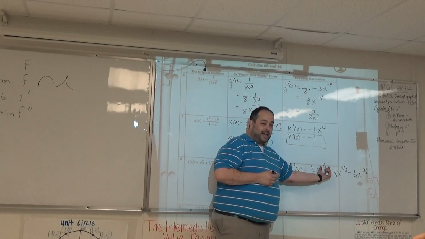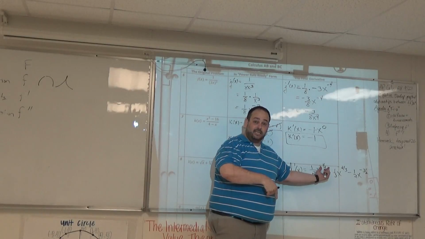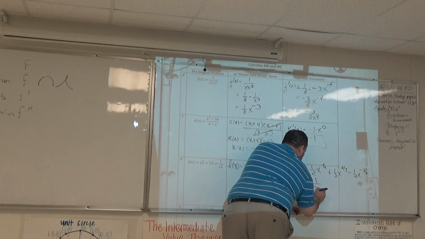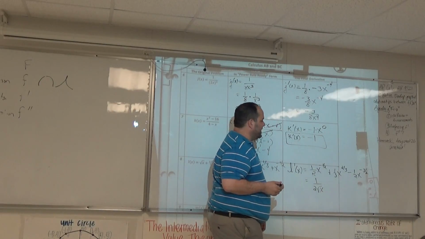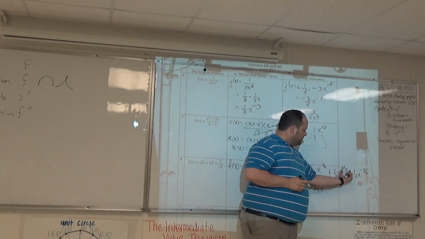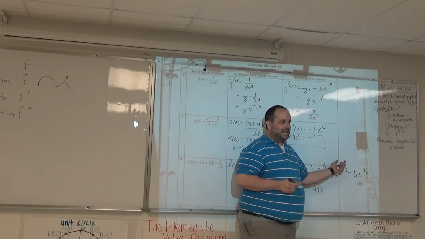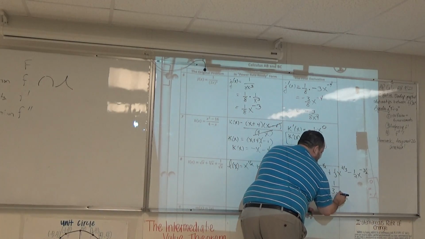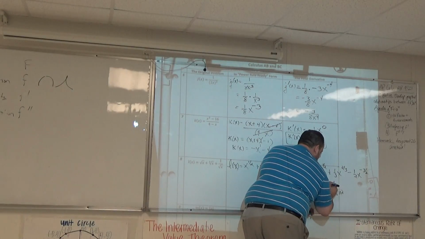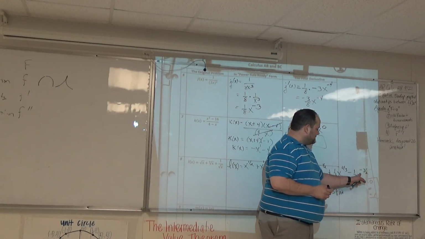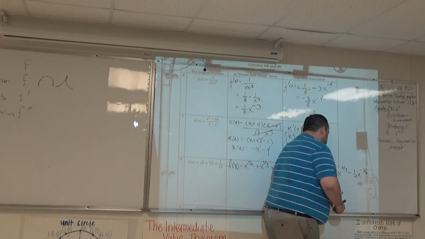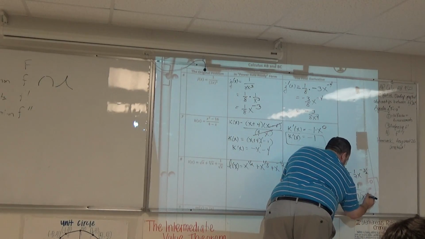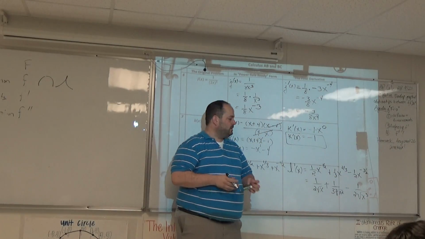1/2 x to the -1/2. Send x to the -1/2 to the denominator, because this is x to the 1/2, this is going to be 1/2 times the square root of x. X to the -2/3 power, negative exponent again, send it to the denominator. There you're going to have 1/3 cube root of x squared. X to the -3/2, send it to the denominator. I'm going to have -1/2 square root of x cubed.